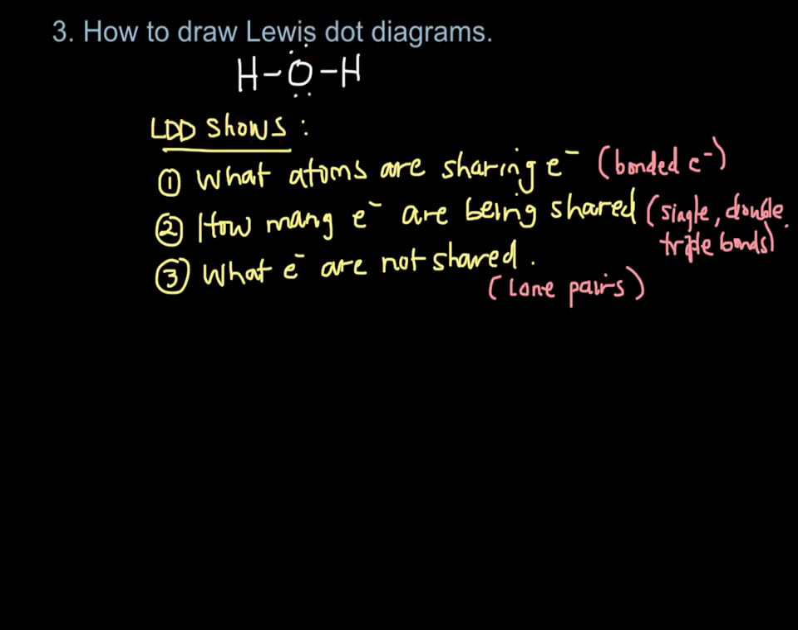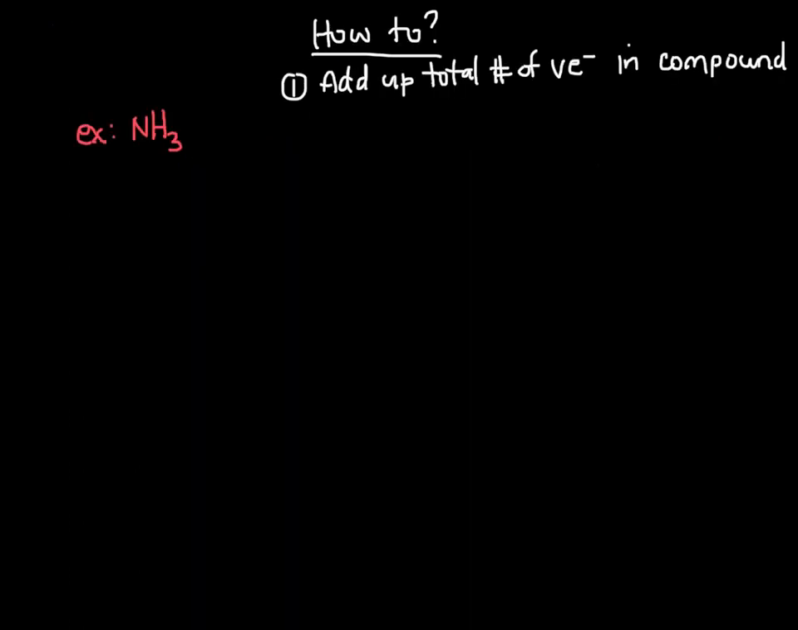So a Lewis dot diagram shows the atoms involved in bonding. So what electrons are being shared and which atoms are sharing them. It shows you how many electrons are actually being shared. So are there single, double, or triple bonds? And then last, it shows what electrons are not being shared. So what are the lone pairs of electrons that are only being used by particular atoms? So I'm going to walk you through how to do this, and I'll give you the steps.